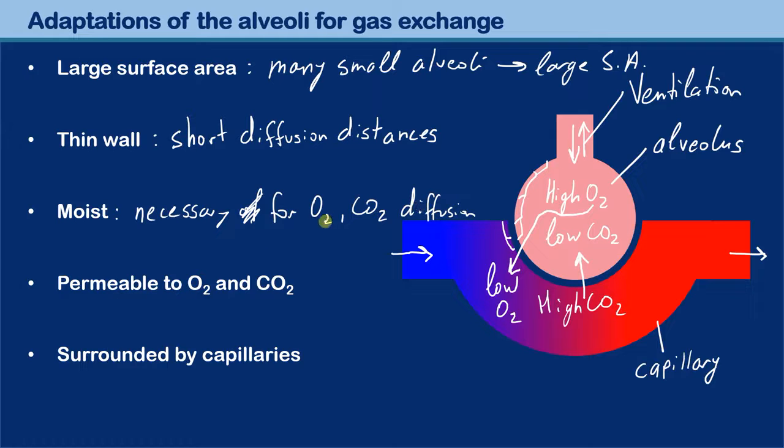Then another one is the walls of the alveoli are permeable to oxygen and CO2. I think it goes together a little bit with the moisture over here. The membranes of these cells must allow oxygen and CO2 to go through.